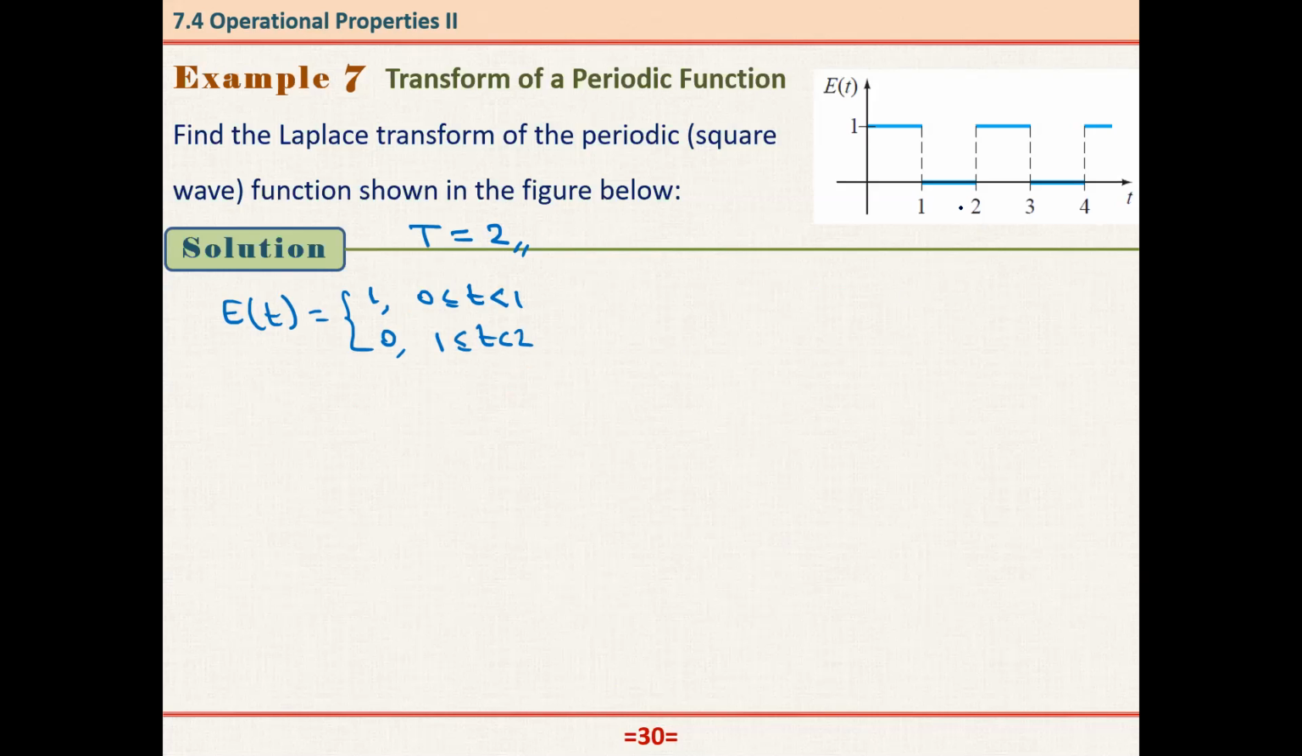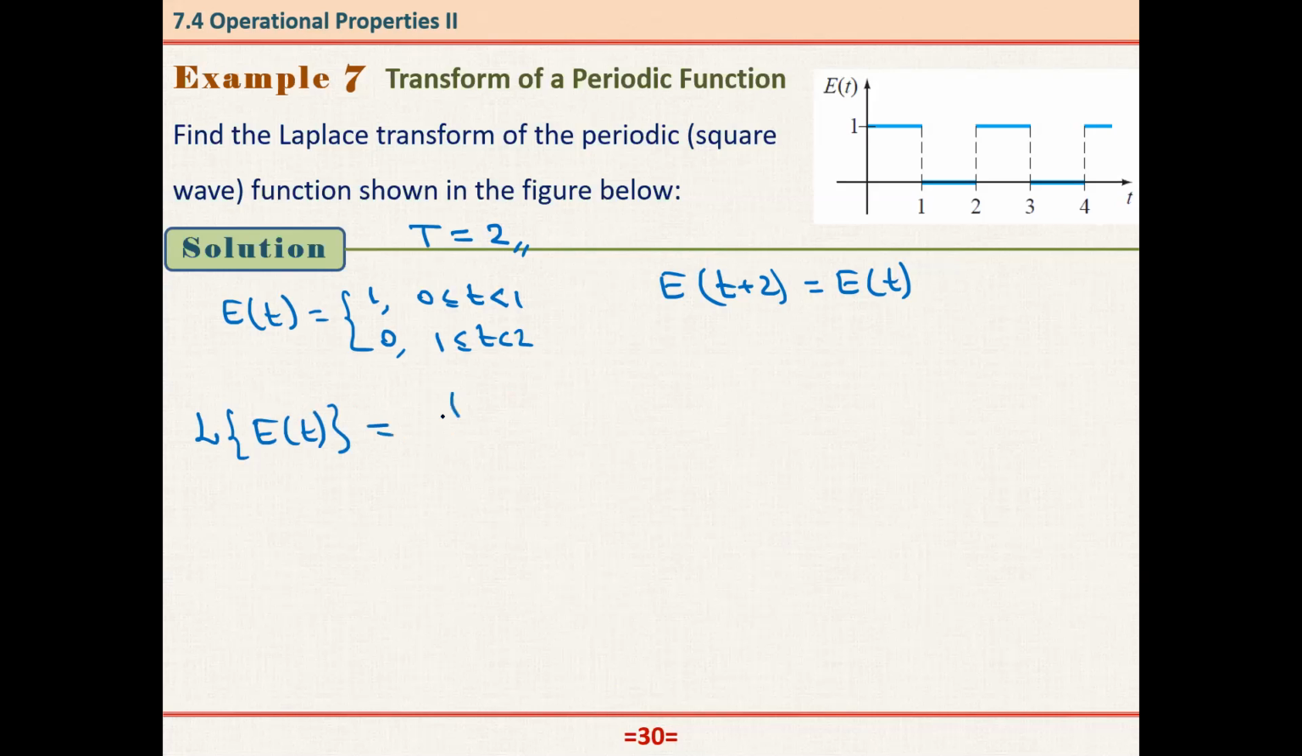That is how we describe this function from the graph. Now to solve this one, what we know here is E of t plus its period, what is period, is equal to 2, that is equal to capital E of t. So immediately now I can apply the previous theorem here.